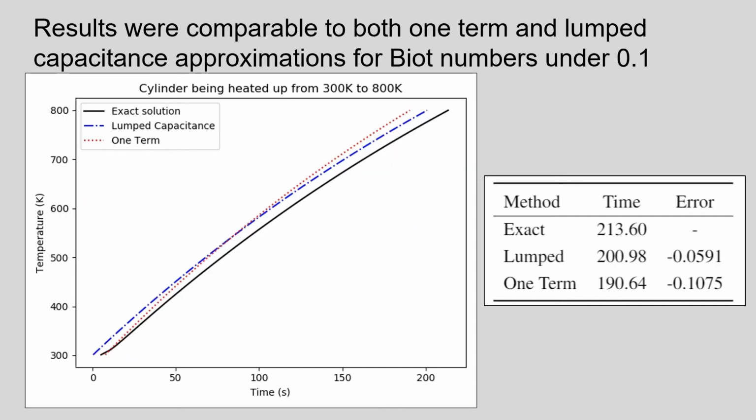The exact solution should be compared to the approximate solutions to see the relative error. Using a Biot number of under 0.1, we're able to compare with both lumped capacitance and one-term solutions. Using this, we see that the time needed to reach these certain temperature ranges varies, but only slightly, with a relatively small error of about 6 and 11%.